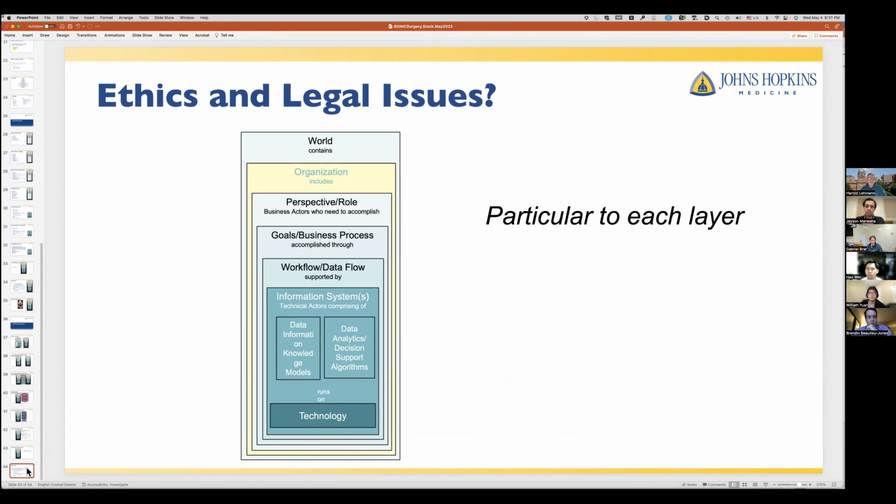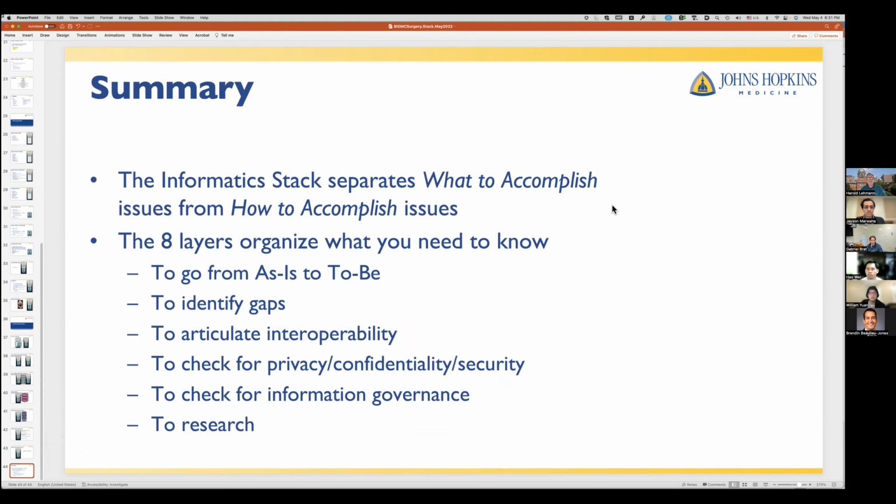So, summary: informatics separates what from how, above the line and below the line. Data layers can help you go from as-is to to-be. It doesn't tell you how to do it, but at least you can represent as-is and you can represent to-be. So I look at it as anatomy. It's not physiology, it's anatomy. Identify gaps, interoperability. So it's not a bad little framework for thinking about informatics, all done in 57 minutes.